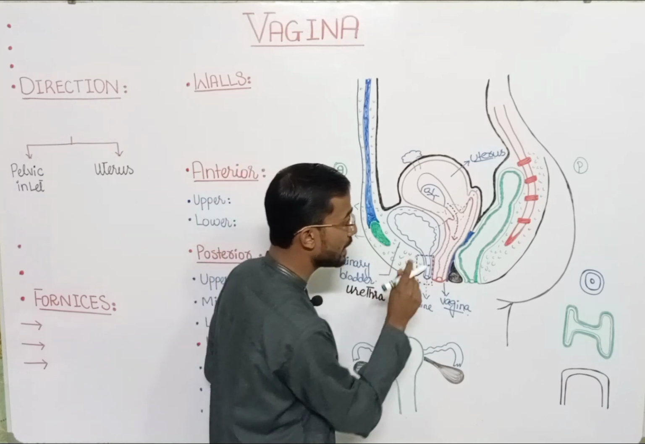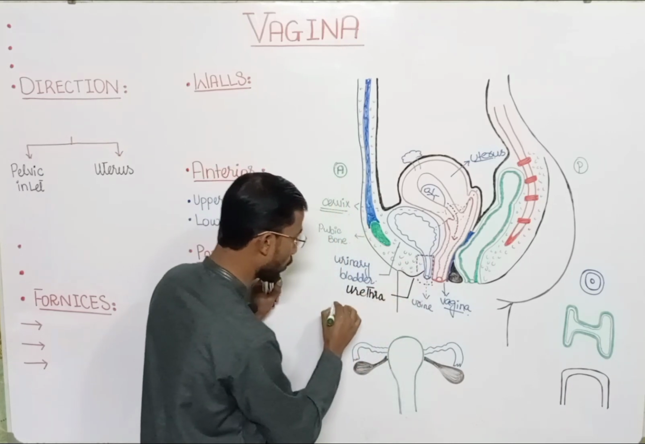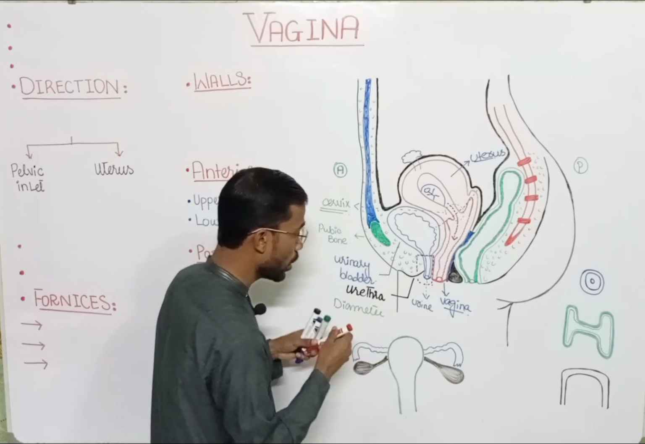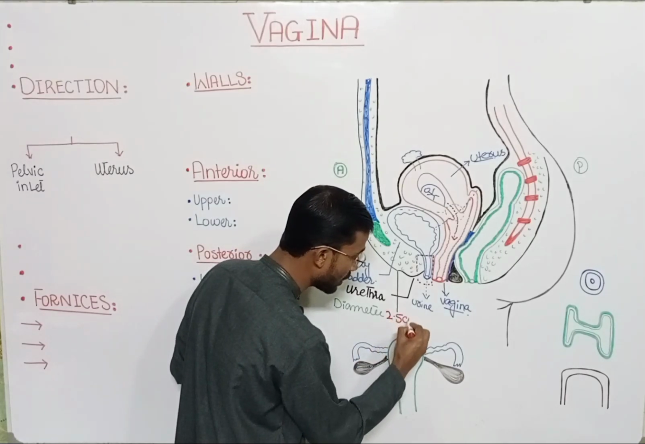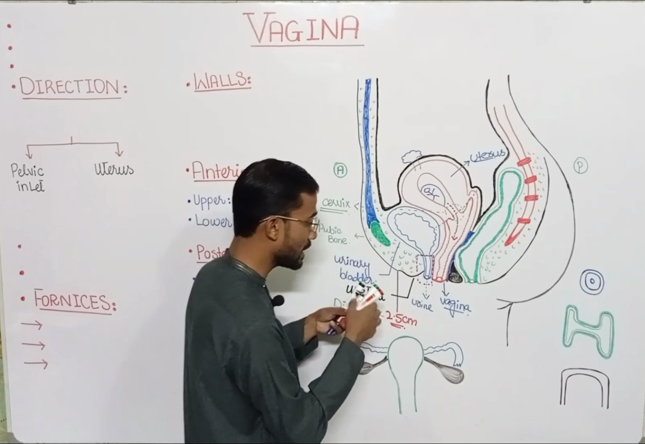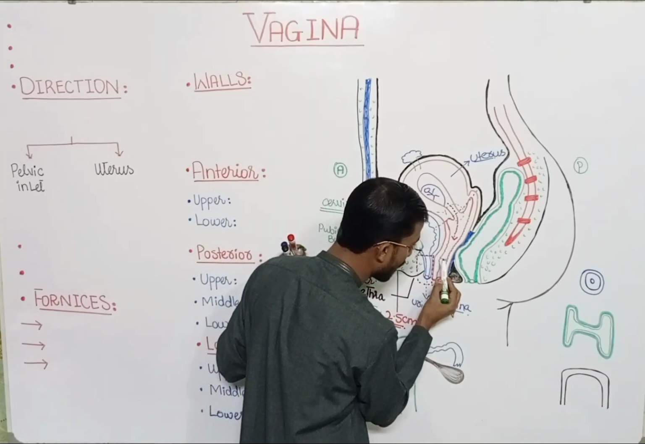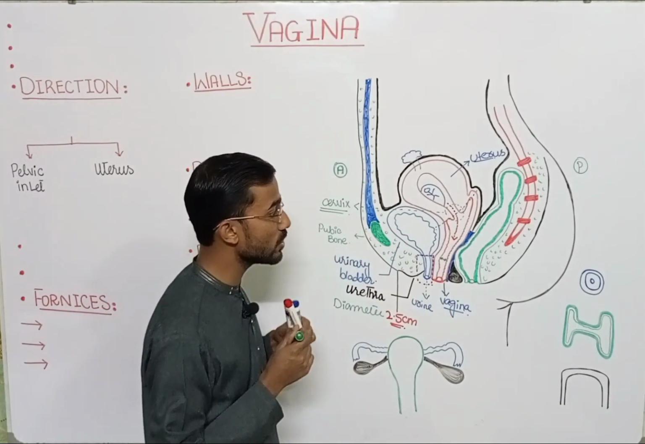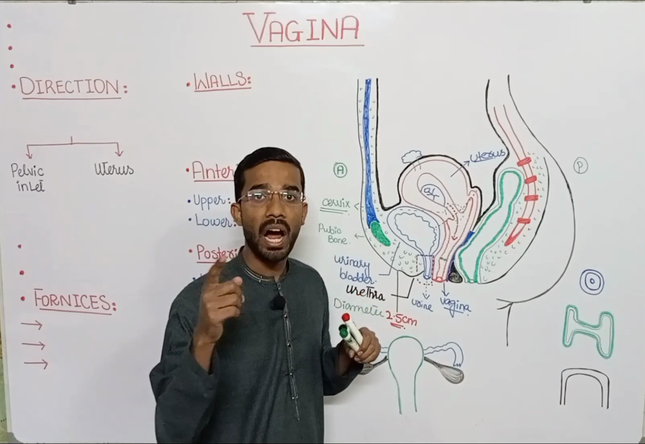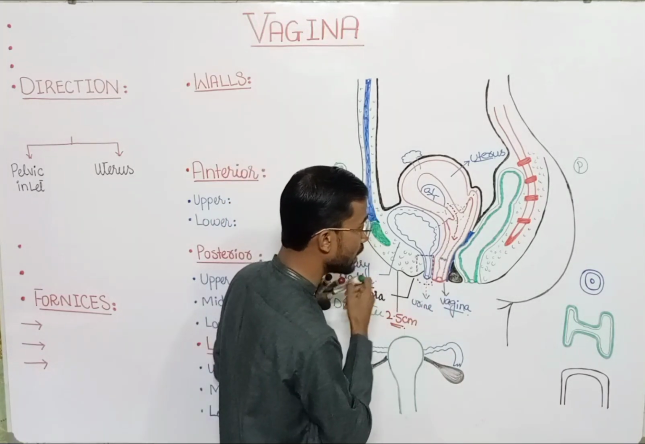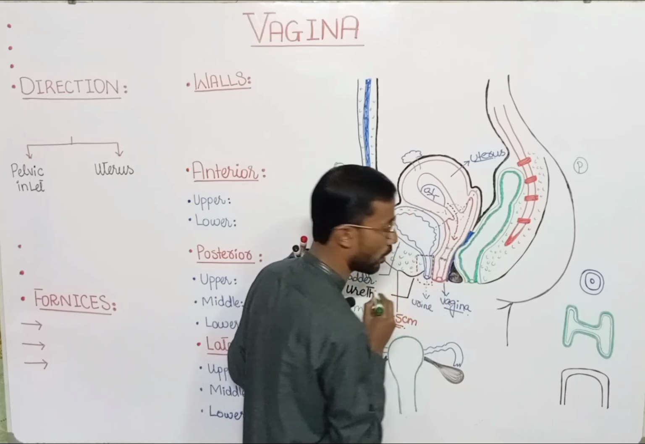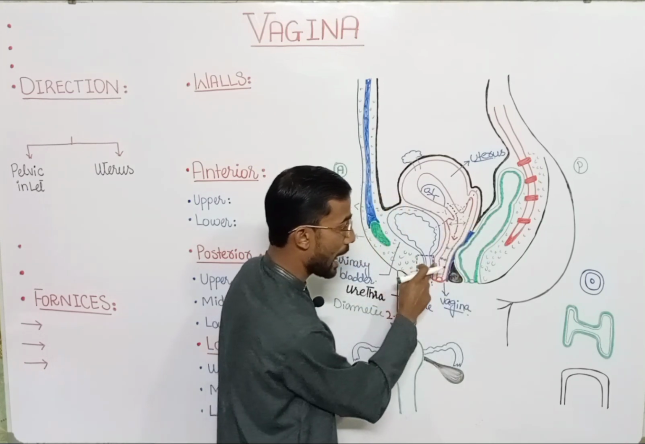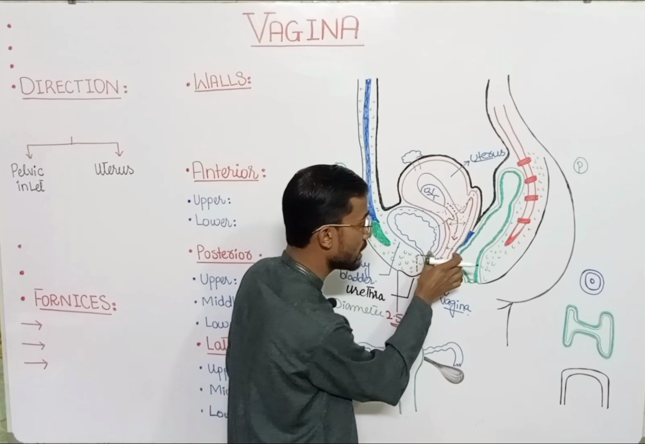And if we talk about the diameter, the diameter of the vagina is just 2.5 centimeters. Keep in mind that the diameter varies according to the position. At the starting or initial point you will see the diameter is small, but at the top you will see the diameter is large. It means at the starting point of the vagina, the diameter is small.